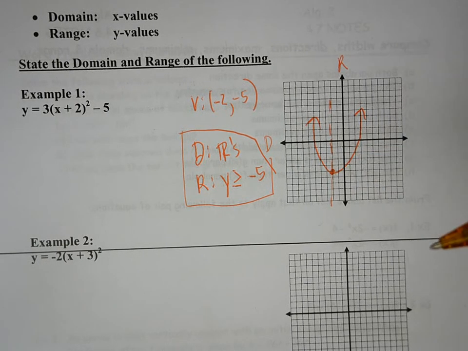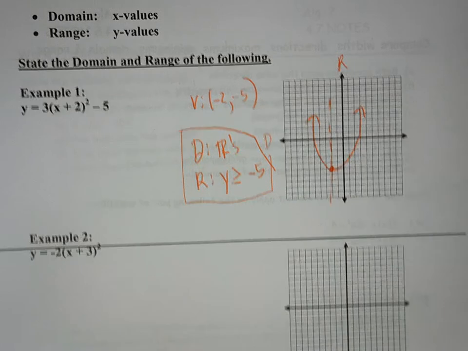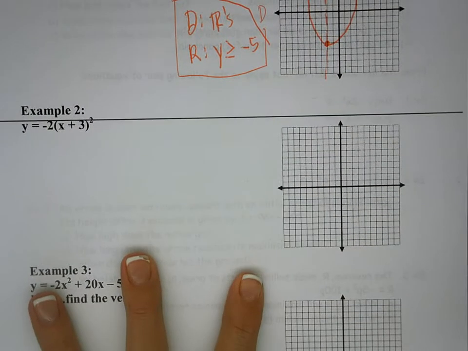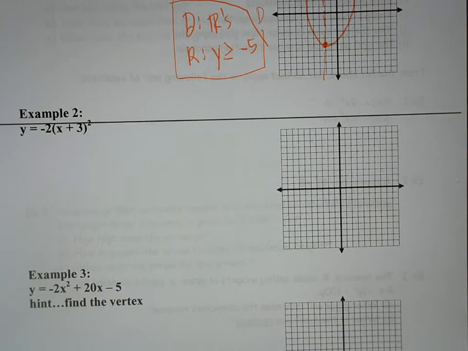Okay, example 2. I'm going to give you about 20 seconds for the whole thing. Maybe 30, maybe 40 seconds. So the domain is all real, right?